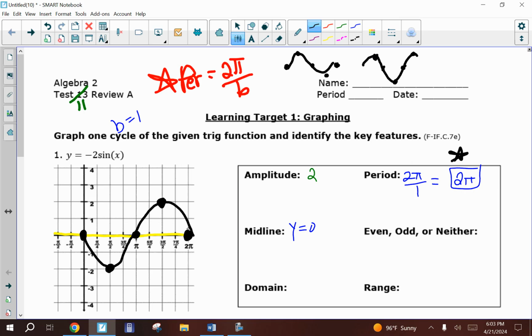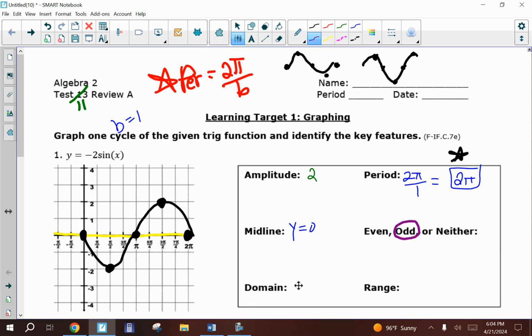So now that we have that, we can determine if it's even, odd, or neither. So this graph is going to be odd because any sine graph that passes through the origin is always odd. If this graph would have shifted up or down at all, then it would have been neither.